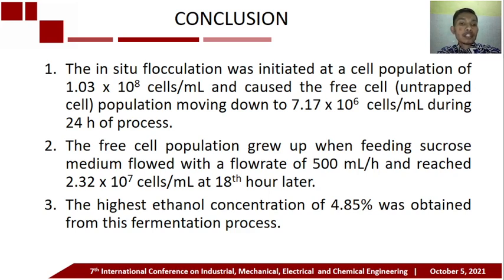2. The free cell population grew up when feeding sucrose medium fluid with a flow rate of 500 milliliter per hour and reached 2.32 multiplied by 10 to the power of 7 cell per milliliter at 18 hours later. 3. The highest ethanol concentration of 4.85% was obtained from this fermentation process.